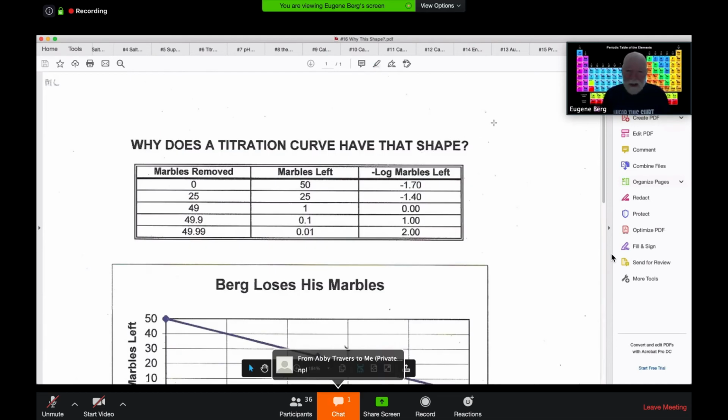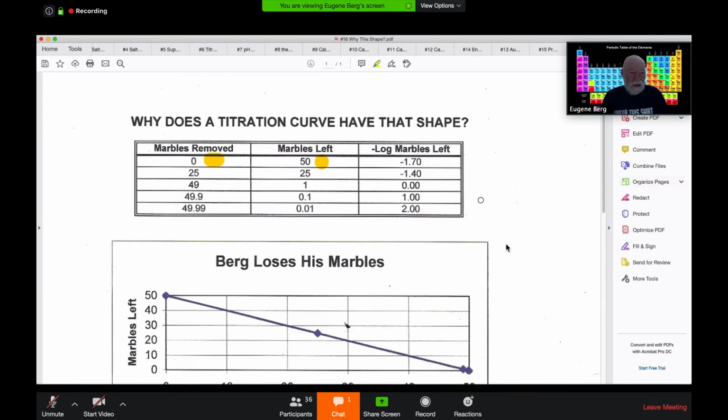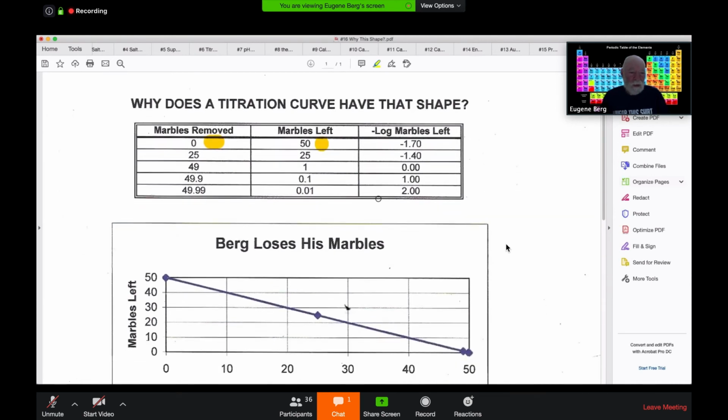Okay, now here's what I decided to do. Here was my analogy. I thought of the hydrogen ions as being like marbles. And think of the hydroxide you're adding as removing the marbles. So here was my idea. I decided I would pretend like I had 50 marbles, and I didn't remove any yet, okay? And then what I would do is I would start to remove the marbles. So halfway through the titration, you have 25 marbles left, and 25 have been removed. Really close to the end point, I have 1 marble left, and I have 49 removed, okay?